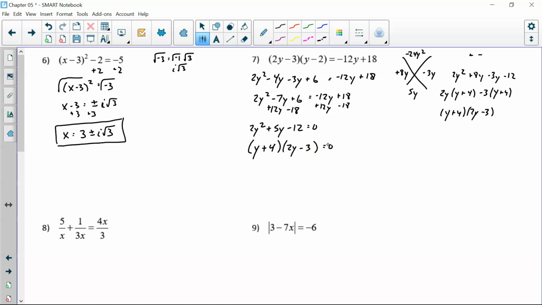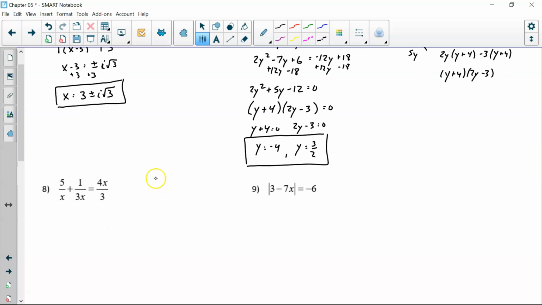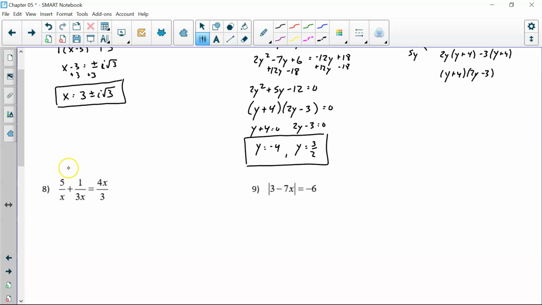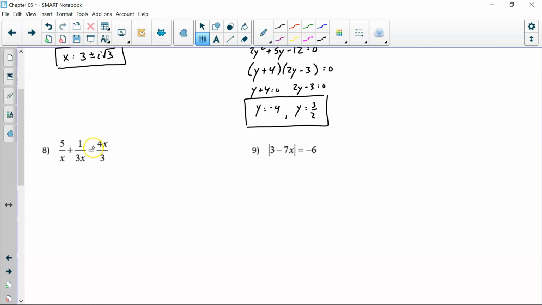Now that it's factored, set each factor equal to 0. Y plus 4 equals 0. 2y minus 3 equals 0. So y equals negative 4, and y equals, you add 3 and then divide by 2, 3 halves. There's both of your solutions. This is really just a review of us solving equations. We've done this before, just a review of a lot of the different solvings that we've done.